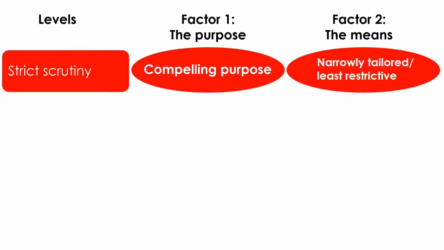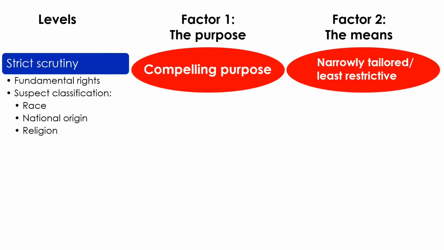The strict scrutiny is the most challenging test for the government. Here, the government has to prove, first, the law was necessary to achieve a compelling purpose, and second, the methods used in the law are the least restrictive way to achieve that compelling purpose.